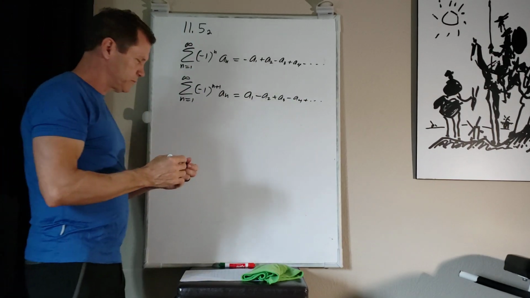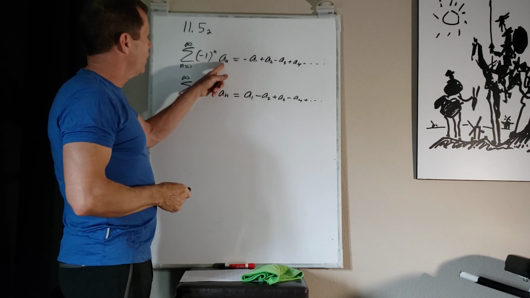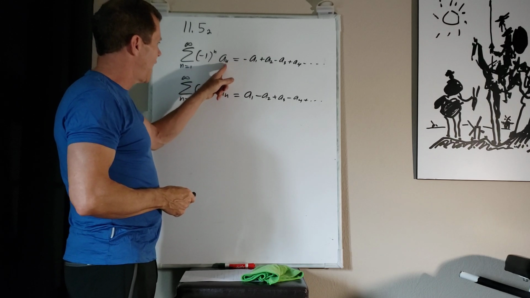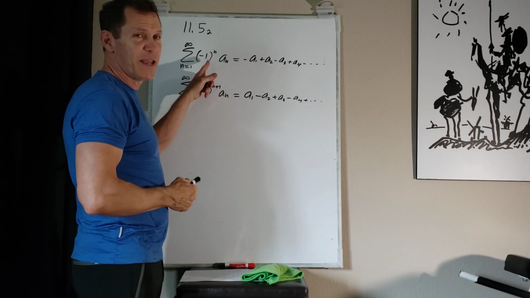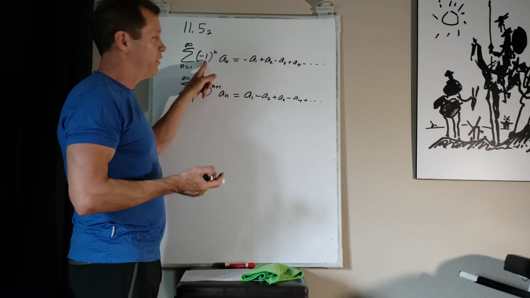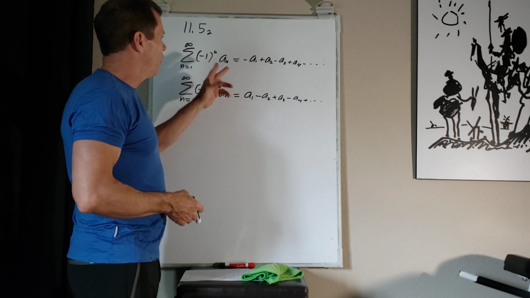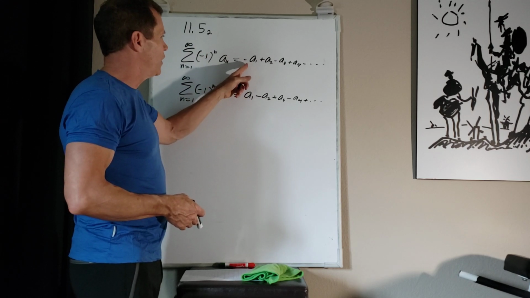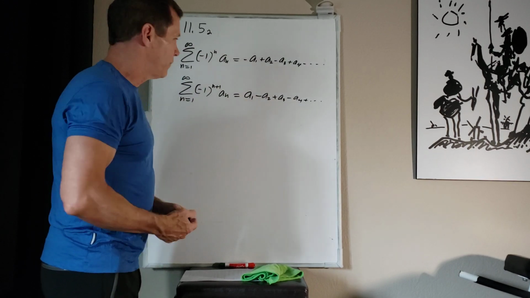Now, when we work with these, we're going to keep the a_n positive. We're going to make them negative by putting this alternating plus and minus 1 in front of it. Otherwise, if I didn't know a_n was positive, I wouldn't know it's going plus minus plus minus.